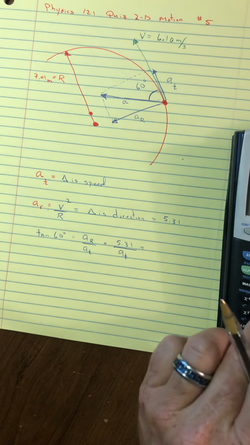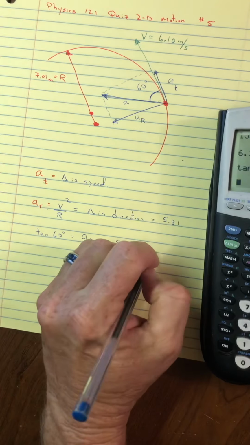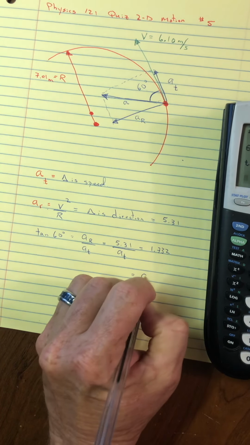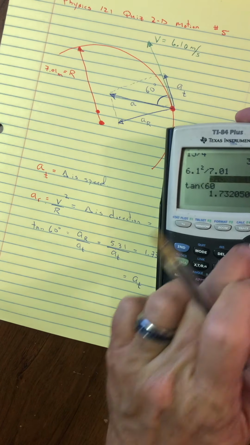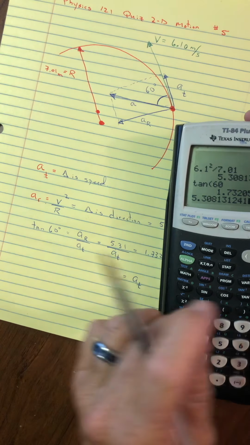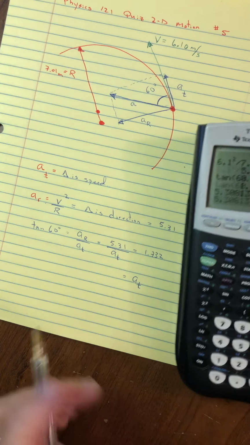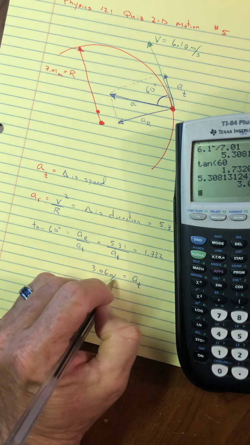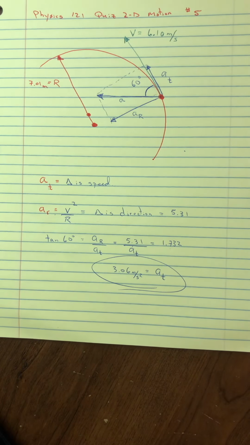I know the tangent of 60 degrees. That's easy to put in the calculator, and get 1.732. Moving things around, I take this number, copy it, and divide it by that number, and hit enter. I would get 3.06 meters per second squared for the rate at which it's changing its speed. Okay? So that's the idea behind this problem. Hope you got it right.